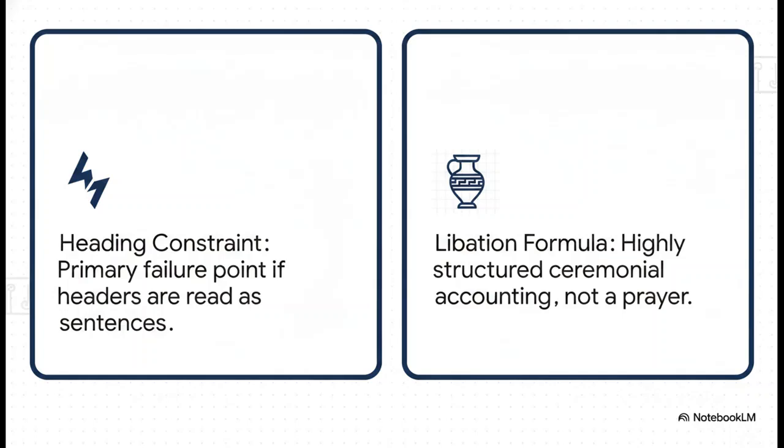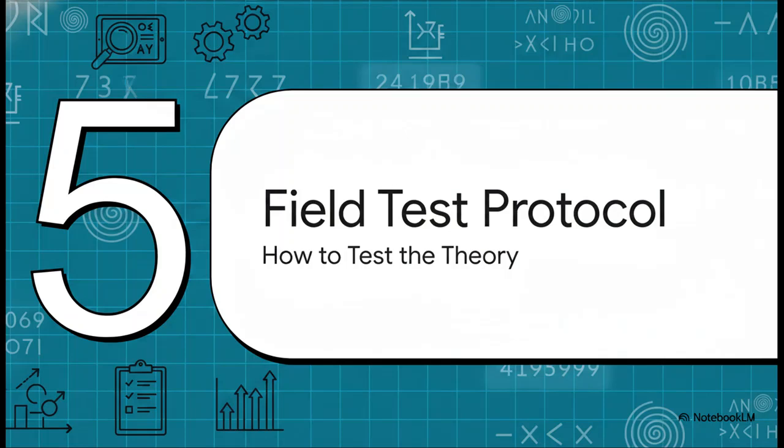The headings are just telling us the category of the ledger. If you misread those headings as the start of a sentence, the entire translation instantly falls apart. Let's look at Section 5, how to test the theory.